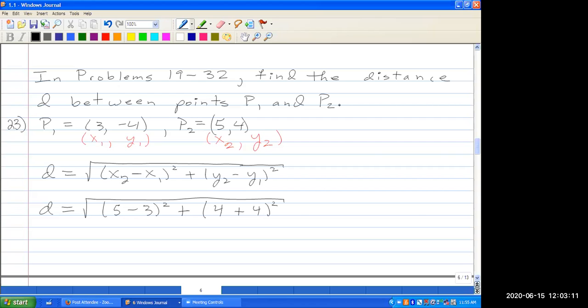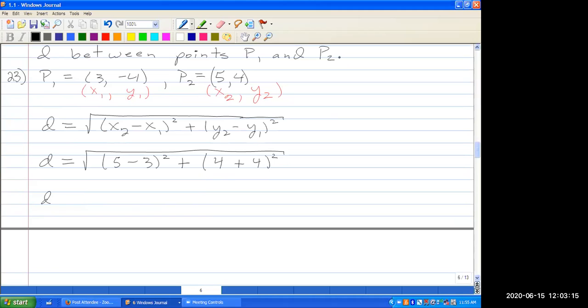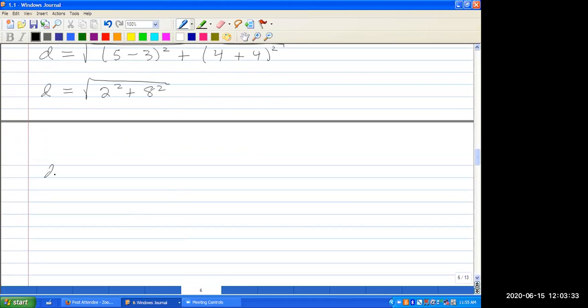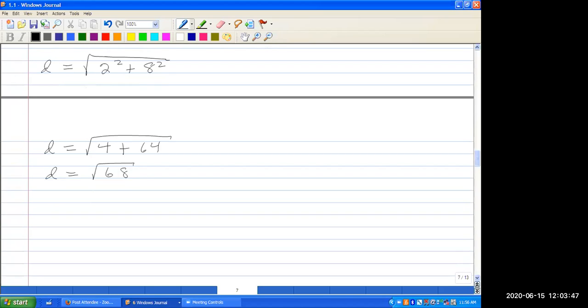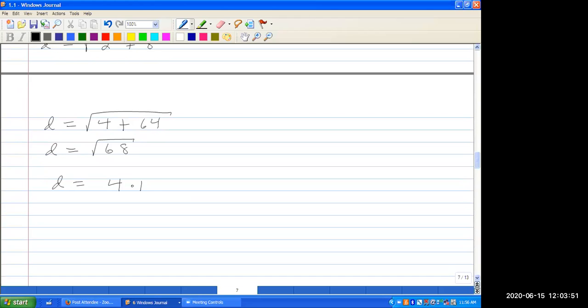Subtracting -4 is the same as adding 4. And so I have that the distance D is equal to the square root of 5 minus 3 is 2, 4 plus 4 is 8. So the distance is the square root of 4 plus 64, which is the square root of 68. But I can simplify that a little bit. I can write 68 as 4 times 17. The square root of 4 is 2, and the square root of 17, you can't really simplify any further. So it's 2 radical 17.